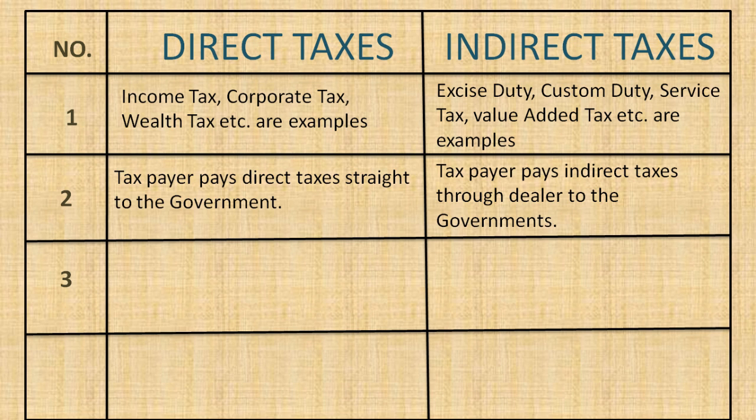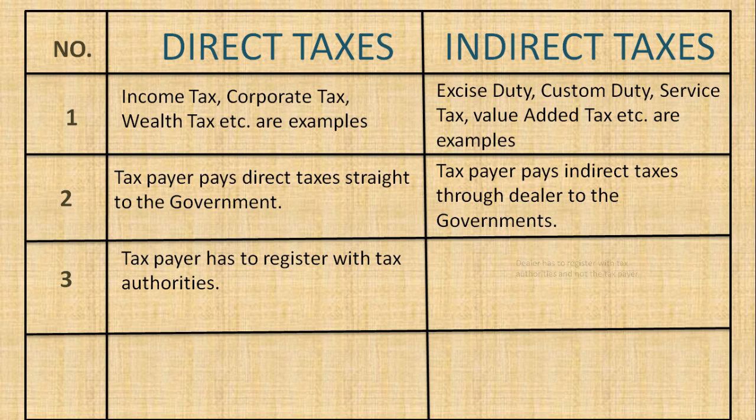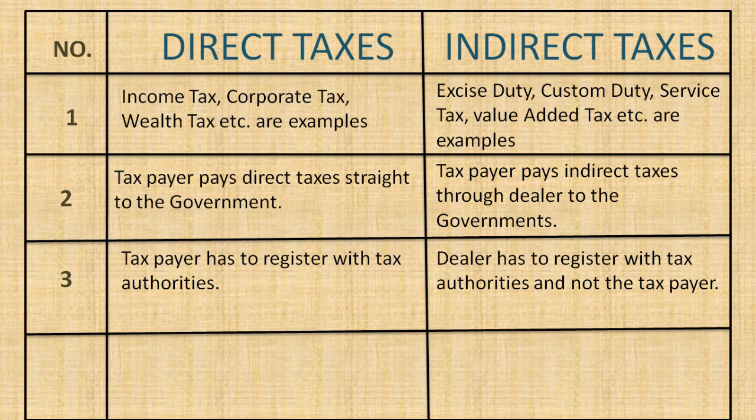Next topic, third point. The taxpayer has to register with the authorities. You have to file your income tax return, whereas the dealer has to register with the tax authority and not the taxpayer, because the taxpayers are very large in number.